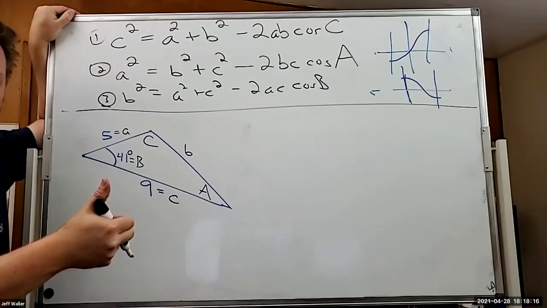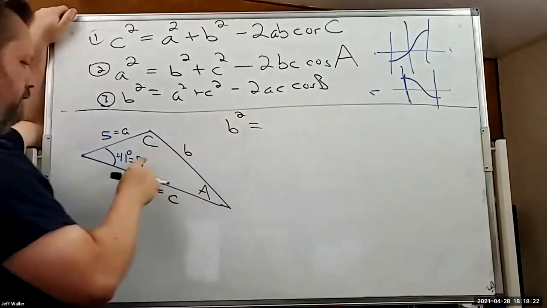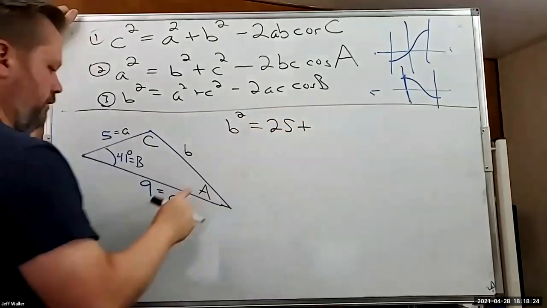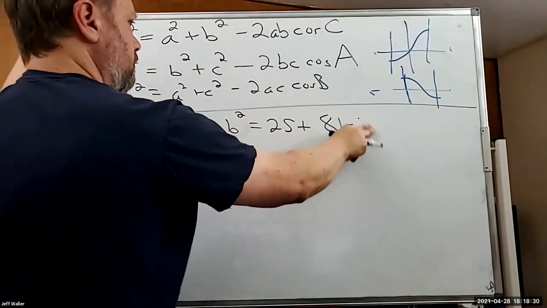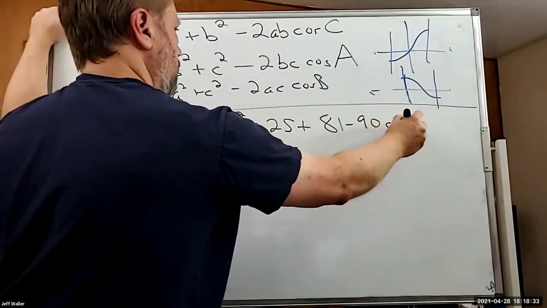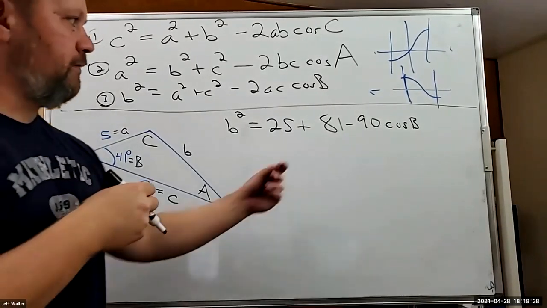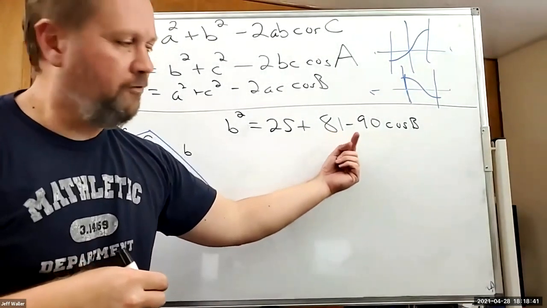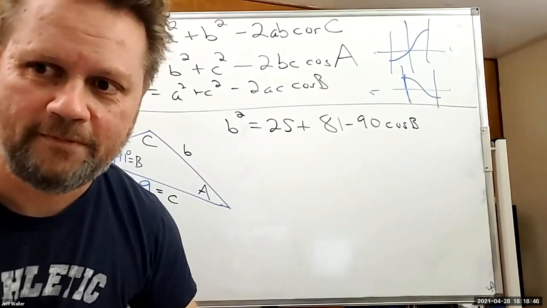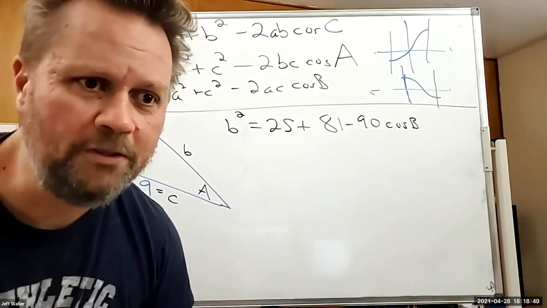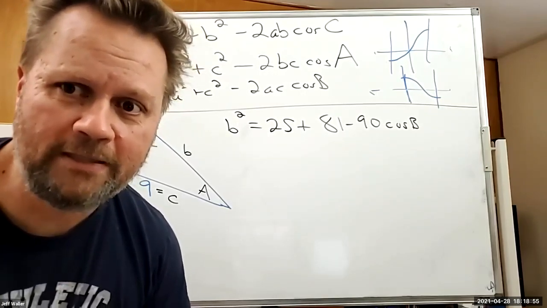I don't know what B is. Let's see, A is 5. C is 9. 5 times 9 times 2. Is that all right? And I always get at least 7 people that forget order of operations. Don't do 81 minus 90. Please? You guys with me out there? Don't do 81 minus 90. You can't subtract before you multiply.